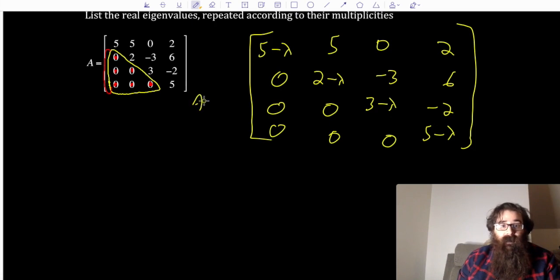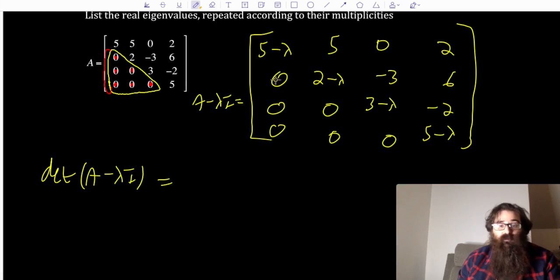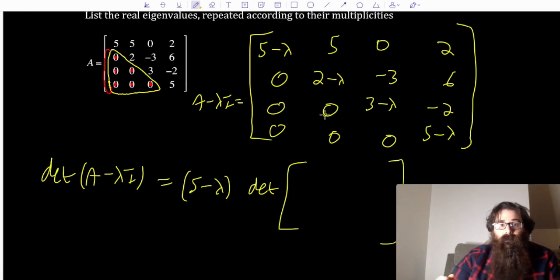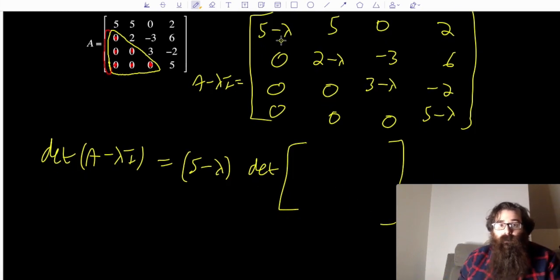So this is my A minus lambda I. The determinant of this matrix, and I'm probably going to skip over the steps, but the idea is I would do a cofactor expansion down this first column. And so I'm really just picking out 5 minus lambda. And then I have the determinant of the 3 by 3 when I remove that entry's row and column. So it's this kind of lower 3 by 3.